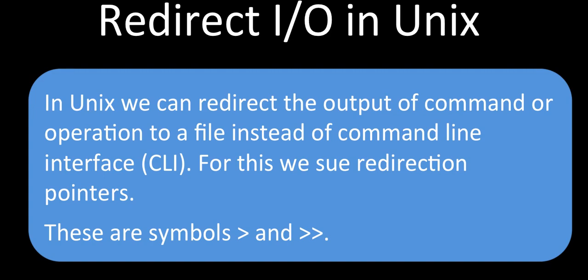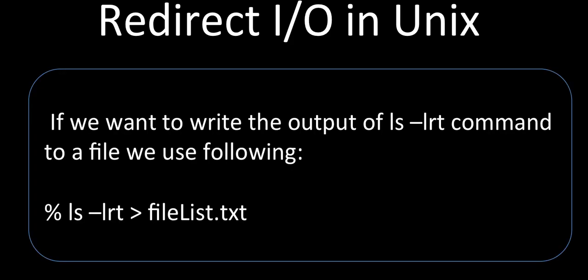So for this, we use redirection pointers. There are symbols like greater than and double greater than. These are used for redirecting the input output. So let's see what these symbols are. First we use the output, let's say, of the ls -lrt command. This is a command that gives us the list of files in the long listing.